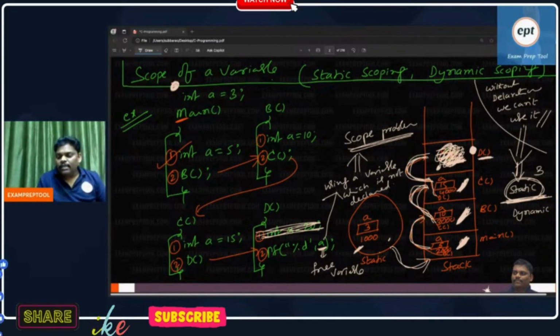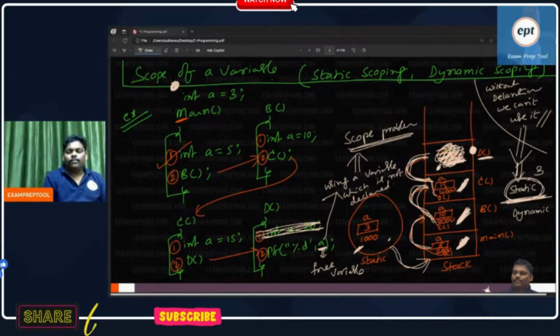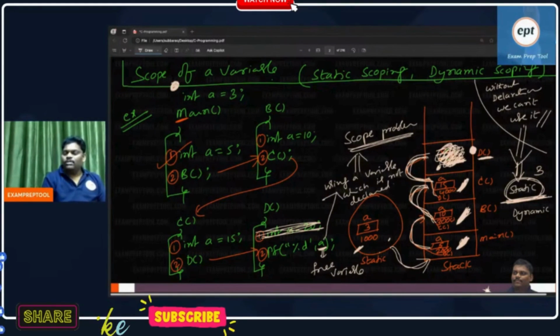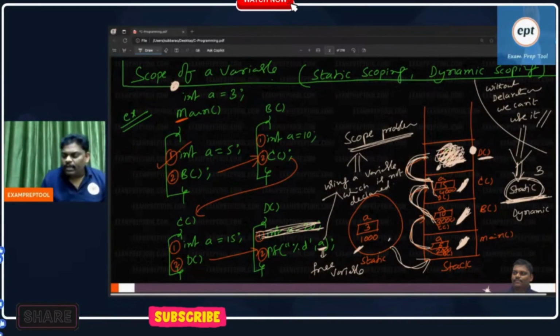If you don't say anything, just go to static scoping. If you say dynamic scoping, go for dynamic scoping. Don't say anything, blindly go to static scoping. Unless he says dynamic scoping, don't go to dynamic scoping. Fine. Because you are really comfortable.